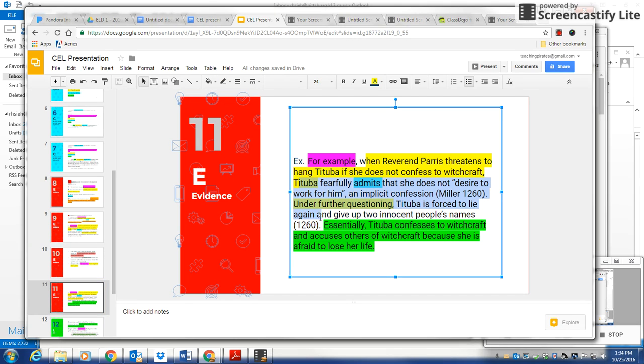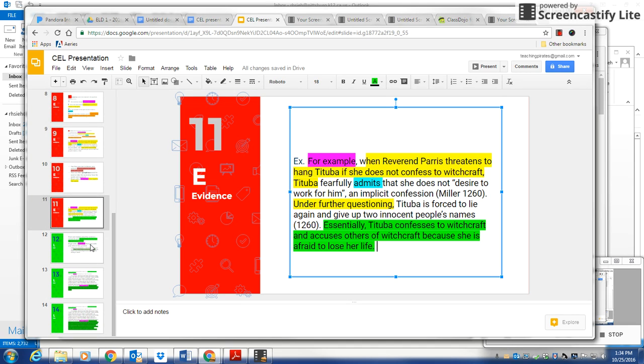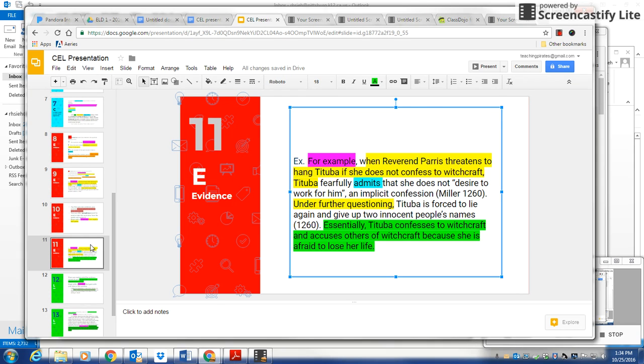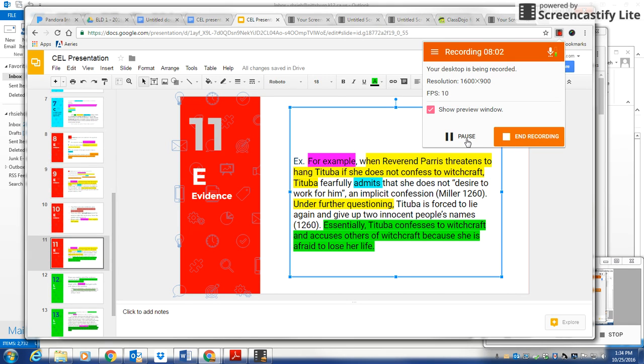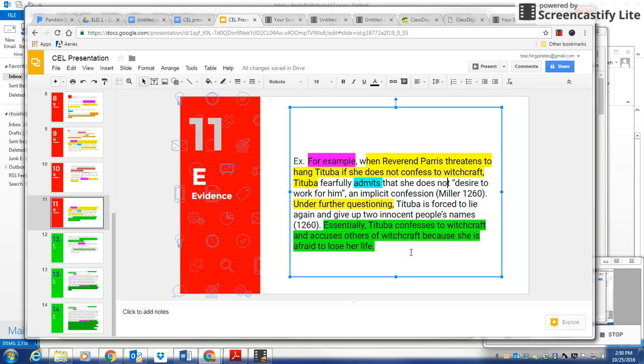Basically, everything that I wrote here, I sort of rewrote or resummarized, or just wrote in my own words what it meant, what's happening. She's confessing to witchcraft and accuses others of witchcraft because she is afraid to lose her life. Her life is threatened. Now that I've provided evidence for who Tituba is, for what she's doing, basically lying about witchcraft, now I need to link this evidence back to the claim. Okay, now that I have reworded the evidence in my own words, I've essentially talked about what the evidence is about, we'll move on to my link.